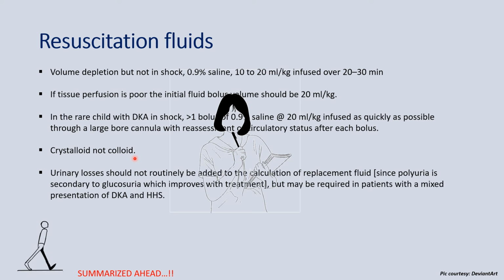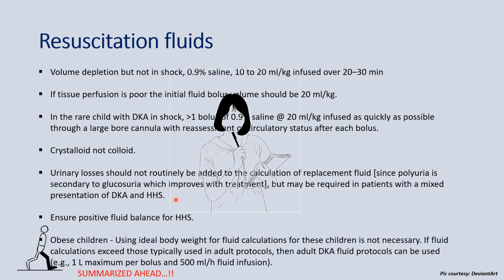Urinary losses should not be replaced because polyuria, as it is seen in patients with diabetes, is secondary to glucosuria, and this will improve with treatment. But urinary losses replacement may be required in patients with a mixed presentation of DKA and HHS. Ensure positive fluid balance for HHS, that is hyperglycemic hyperosmolar state.